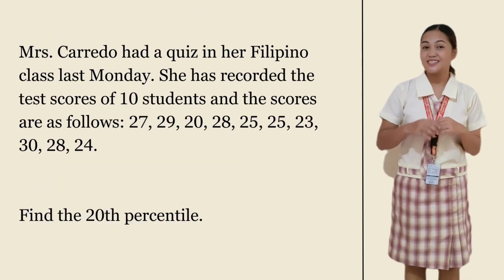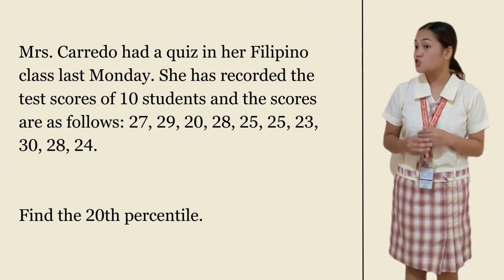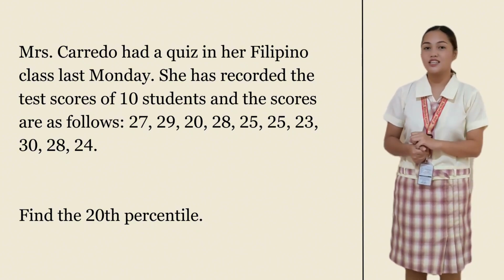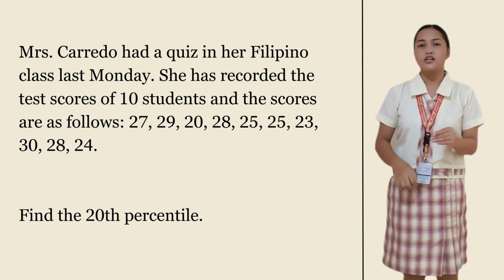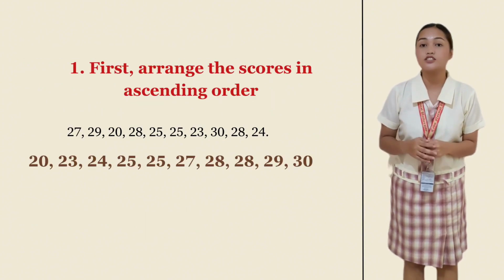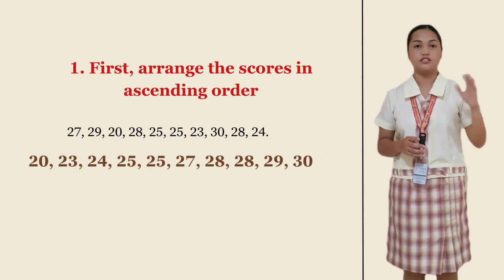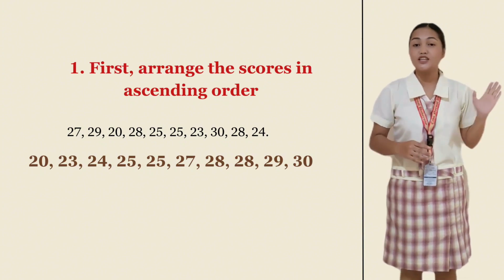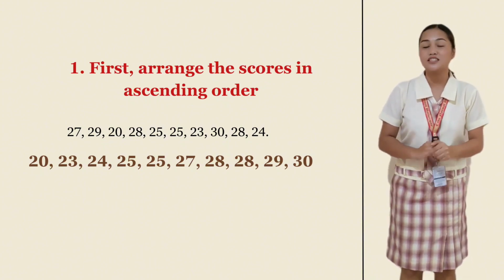For example, Mrs. Carrido had a quiz in her Filipino class last Monday. She recorded the test scores of 10 students, and the scores are as follows: 27, 29, 20, 28, 25, 25, 23, 30, 28, 24. These are the steps in solving the percentile. First, you arrange the values of the data in ascending order, from the smallest to the biggest scores: 20, 23, 24, 25, 25, 27, 28, 28, 29, 30.